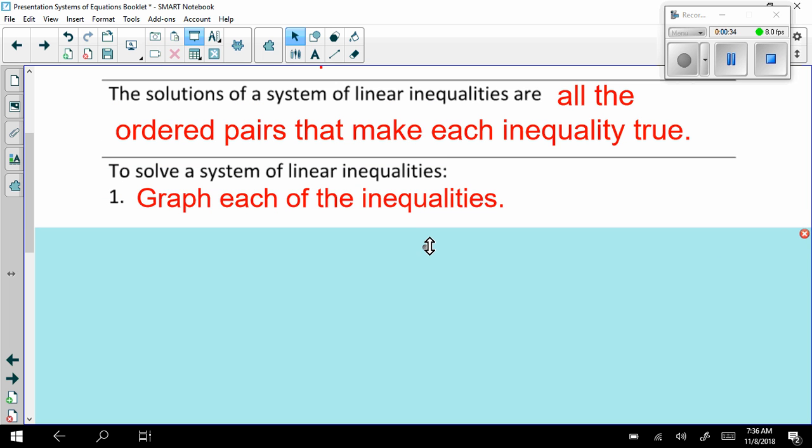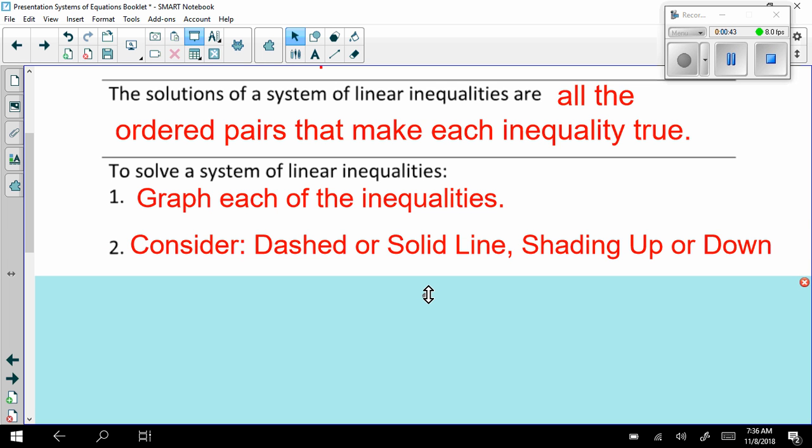So our steps. We solve systems of linear inequalities by graphing. So we're going to graph each of the inequalities. We're going to make sure that we consider our dashed or solid line for each one and whether we shade up or shade down. We'll review what those are, but remember, our dashed line is going to happen if we don't have an or equal to sign. Solid will happen if we do have an or equal to sign.